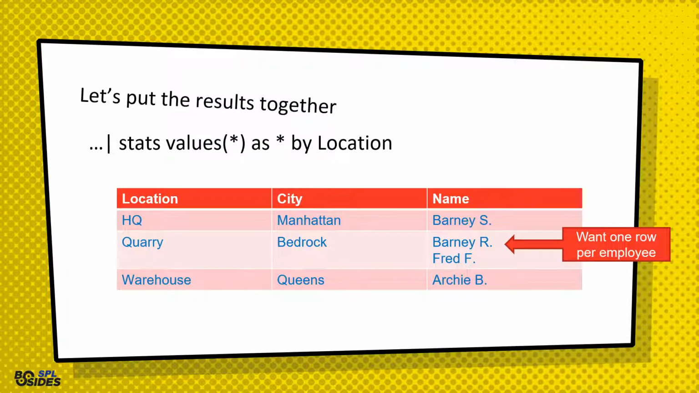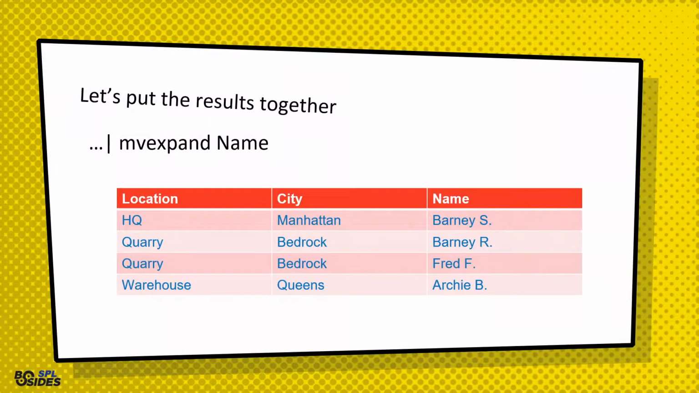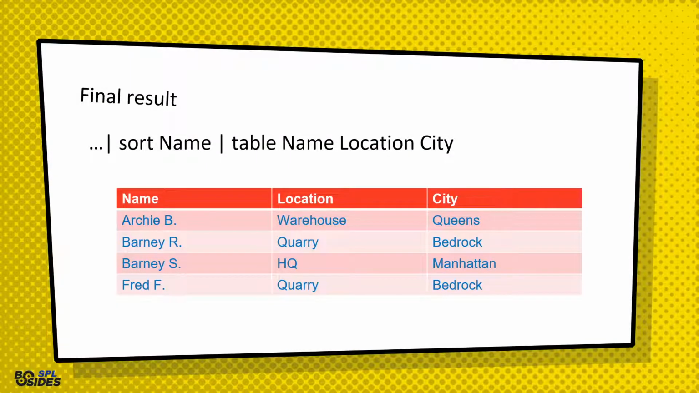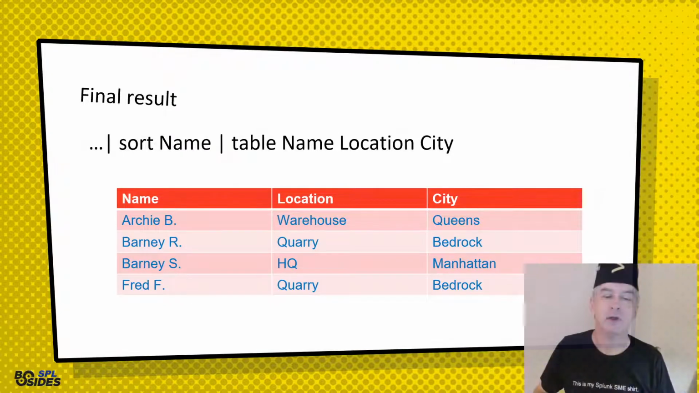We'll just use mv-expand to give each name its own row. And here we see that the table is not quite in the same format as when we started. But we can easily fix that with a sort, followed by a table command. And now we have the results we're looking for. Each employee name, their work location, and the city of that location.